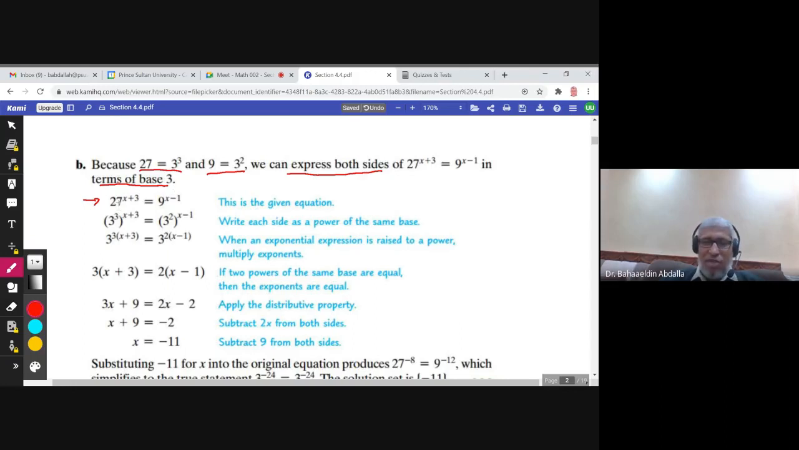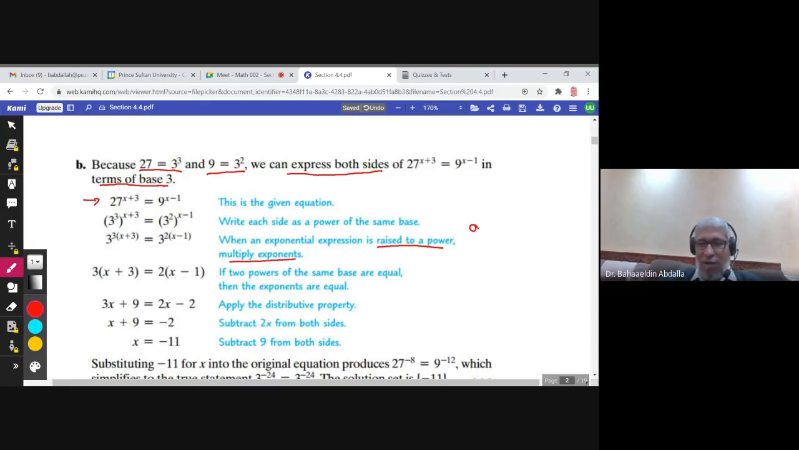So you can replace 27 by 3 cube, replace 9 by 3 square, and now you have a formula that says if a power is raised to a power, you multiply the exponents.